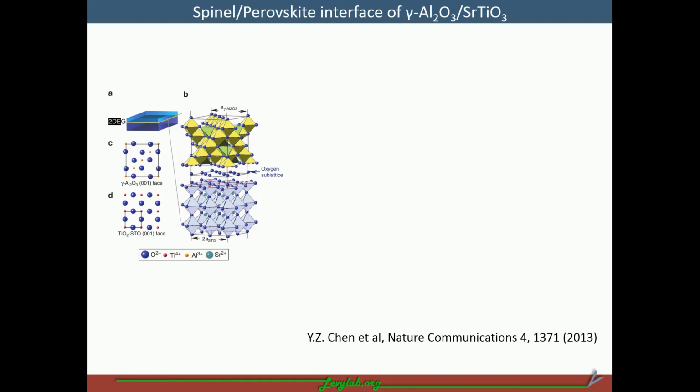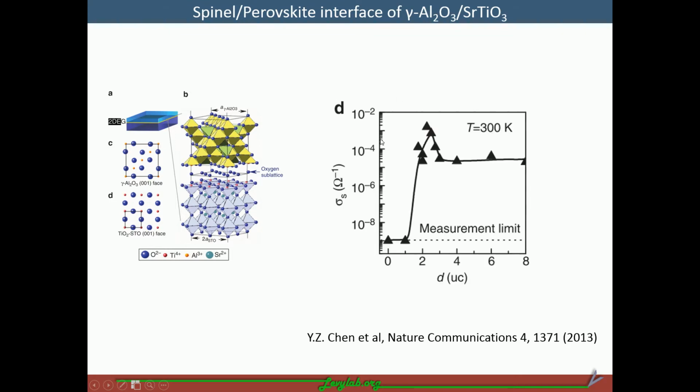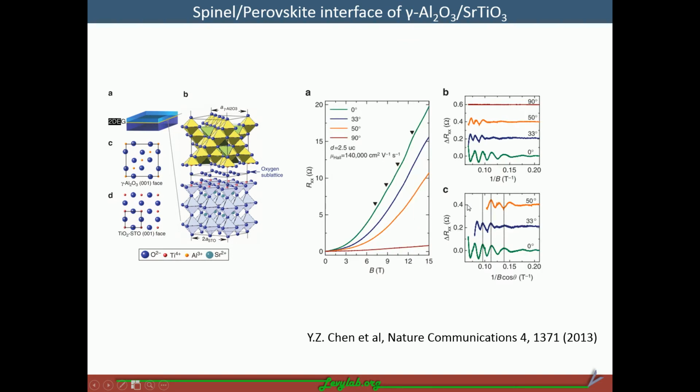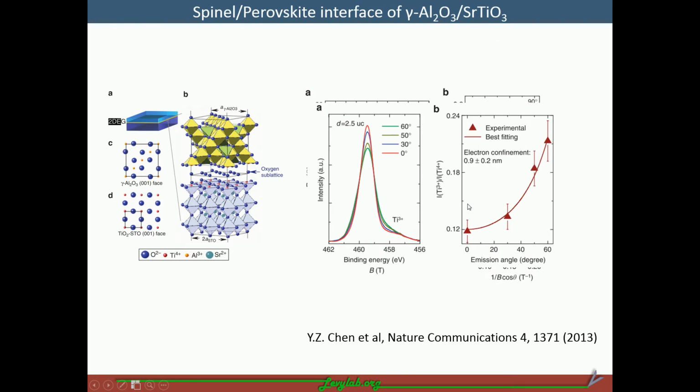But there's another group of materials which are non-polar. For example, there's gamma-crystalline aluminum oxide on STO, which also shows this metal-insulator transition at the interface, and they also did angle-dependent transport measurements and angle-dependent XPS. They both show the metallic interface is a 2D electron gas, with electron confinement of around 1 nanometer.